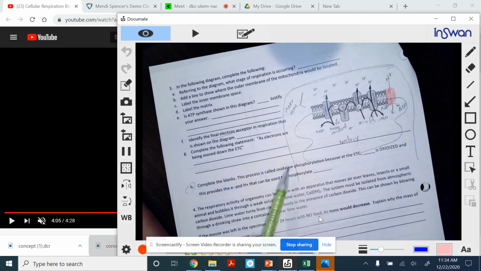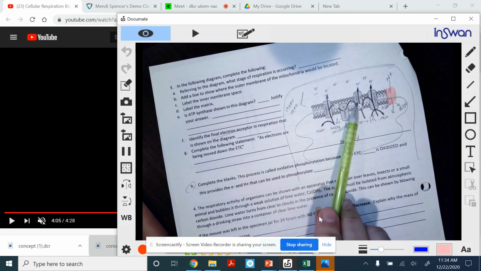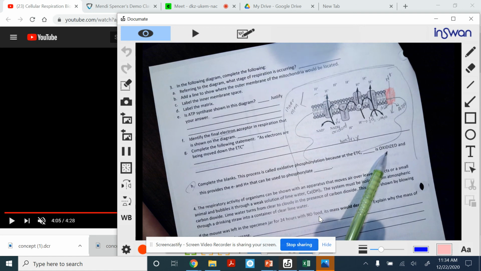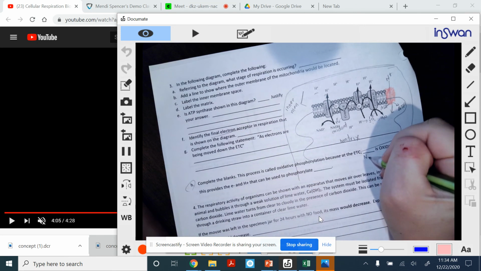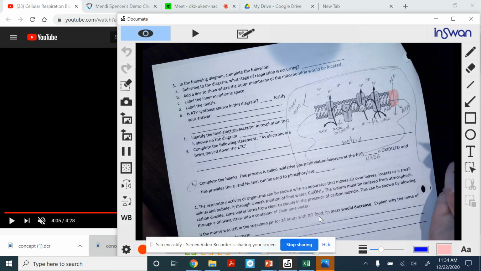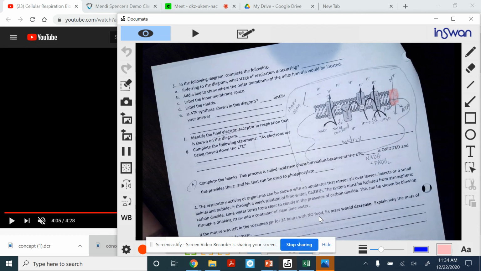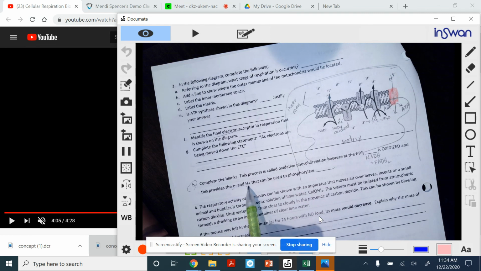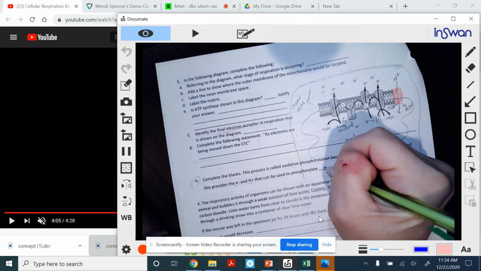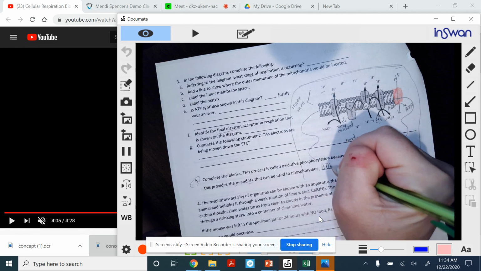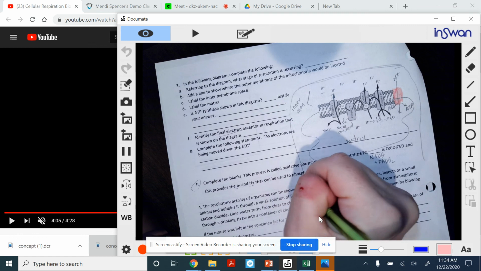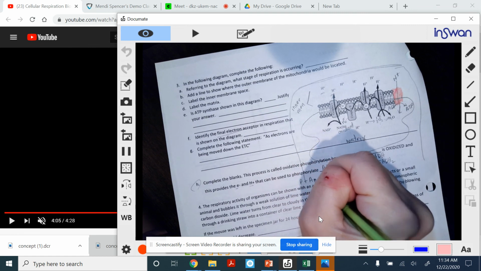So again, this process is called oxidative phosphorylation because at the ETC, which is the electron transport chain, something is oxidized. And there are two things that are oxidized. NADH can lose its protons and electrons, and FADH2 are being oxidized. So they're providing the electrons and the protons that can be used to phosphorylate ADP. If I was going to show phosphorylation, I could write it like this.